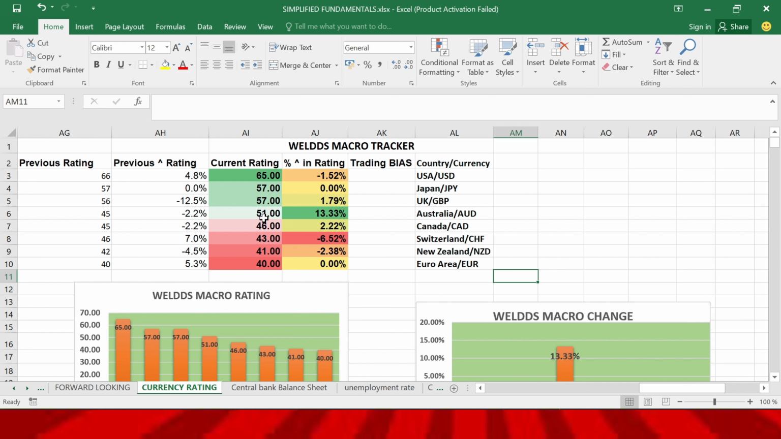Australia dropped last week, but after their central bank balance sheet was released, Australia became strong. And you can see here that Australia appreciated by 13.33%, making AUD one of our favorite currencies. Now, if you look at the lower side, the Euro is still at the bottom there. New Zealand is there also, and it continued to drop by 2.38%, while Switzerland left its position by 6.52%, getting weaker. So overall, you see that the 3 strong economies here are the US, the United Kingdom, Australia, and even Japan.